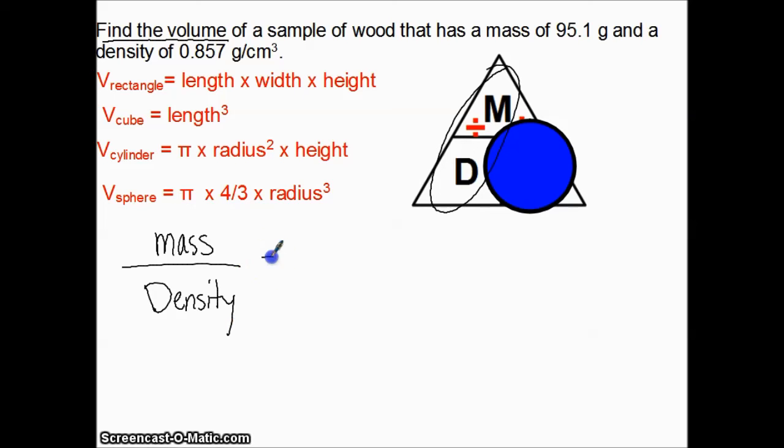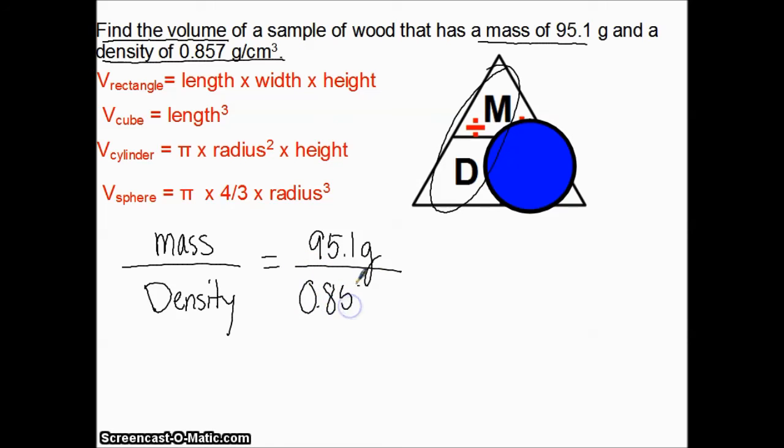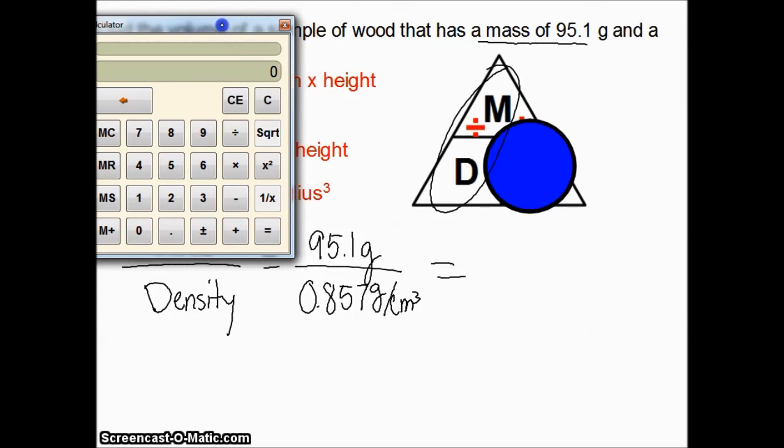So we need our mass. We look for an equation. It tells us the mass is 95.1 grams. And it tells us our density, clearly stated right there. So we take the 95.1 grams divided by 0.857 grams per cubic centimeter. And it's just as simple as that. We need our calculator again. So let me bring our calculator over.